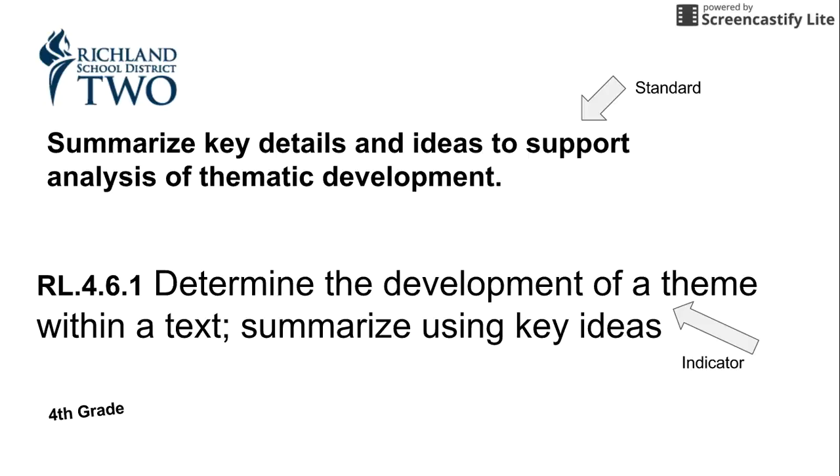Let's look at a fourth grade indicator. Determine the development of a theme within a text and summarize using the key ideas. Of course, again, this is under Standard 6, and you can look at the key: Reading Literary, fourth grade, this is Standard 6, and Indicator 1.